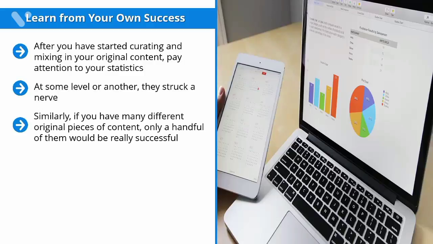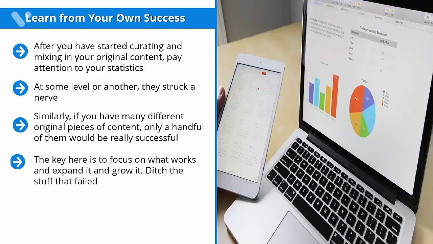Similarly, if you have many different original pieces of content, only a handful of them will be really successful. Pay attention to those. Find them. Once you've identified them, create more of them. Focus on the same themes and present similar information the same way. The key here is to focus on what works and expand it and grow it. Ditch the stuff that failed. Build on your strengths. Create derivative, cross-platform variations of your most successful content.